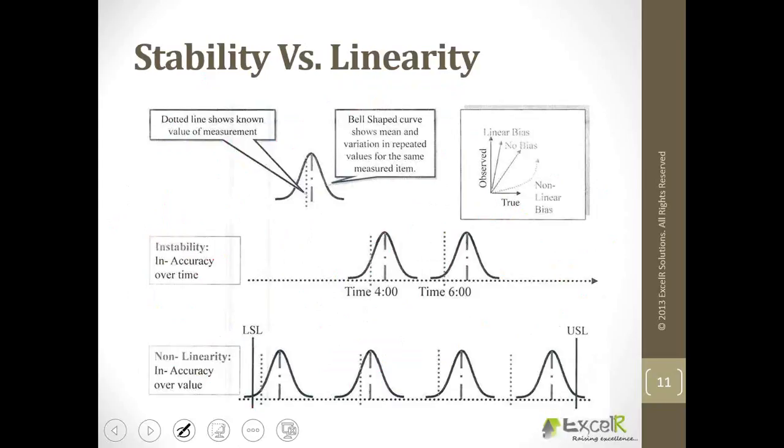Okay, let us look at this. The dotted line shows the known value of measurement. This bell-shaped curve shows the mean and variation in repeated values for the same measured item.